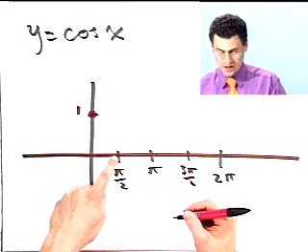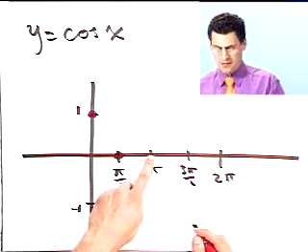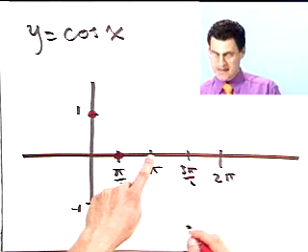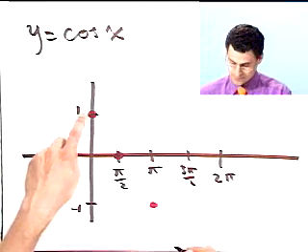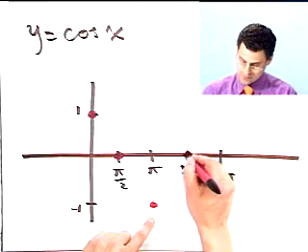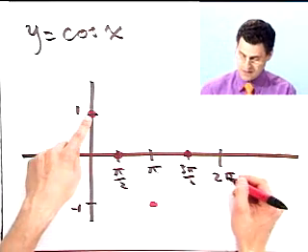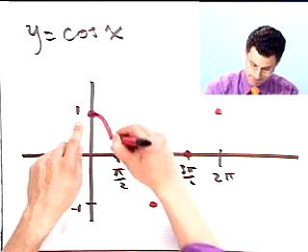But cosine of pi over 2 is 0. So this is now 0. What about cosine of pi? Well, cosine of pi has a reference angle of 0, but it's going to be negative there. So in fact, we're at negative 1. Instead of 1, we're at negative 1. And at 3 pi over 2, we're 0. And at 2 pi, it's the same thing as at 0, so it's just 1. So let's graph this.